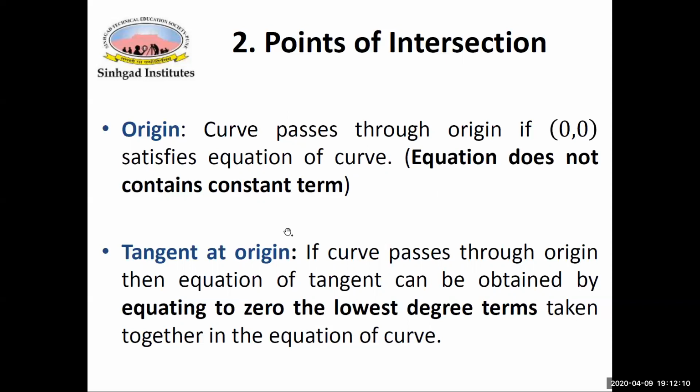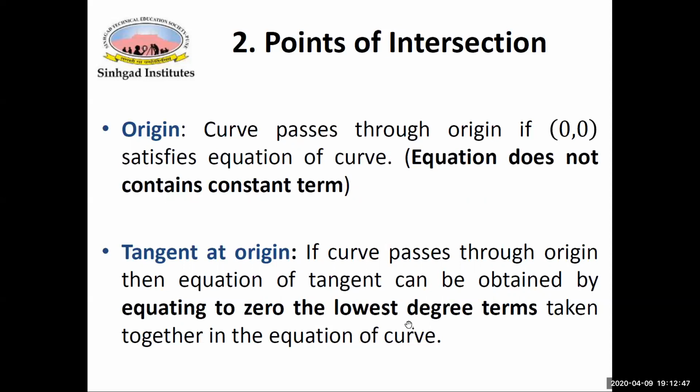If the curve passes through the origin, then it will have a tangent at the origin. To determine the tangent at the origin, we have to equate the lowest degree term of the equation to 0. Remember, lowest degree term of the equation to 0. That is, if the degrees of the terms in the equation are 3, 2, 1, then all the terms having degree 1 will be equated to 0, and that will give us the equation of the tangent at the origin.